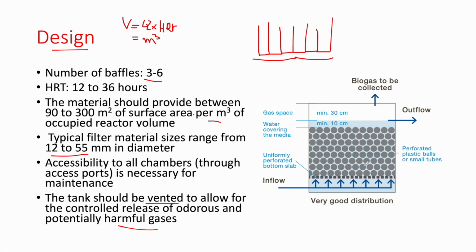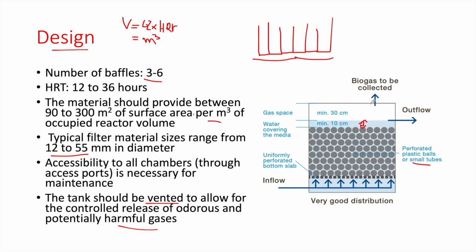Now, what we are seeing here is a typical section of one chamber of an anaerobic filter. So this is the media. In this case, it consists of perforated plastic balls or small tubes. We have also the bottom slab, which is uniformly perforated. We have also the water that is covering the media. So make sure you have at least 10 centimeters of water covering the media.